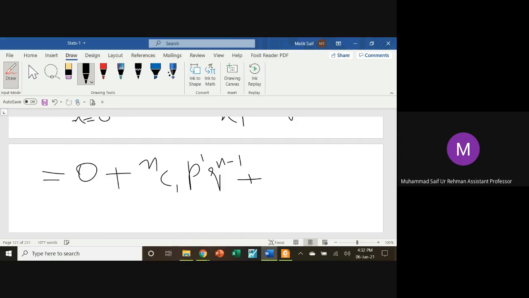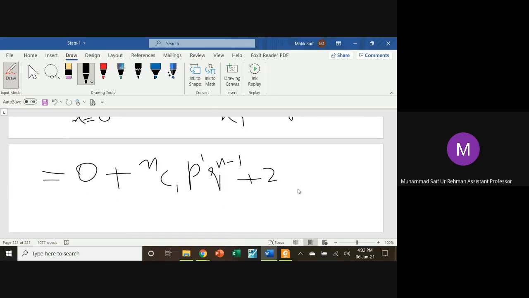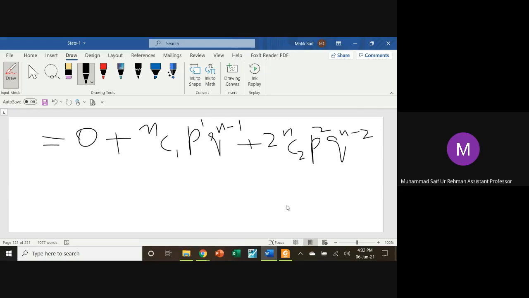The third term will be when you substitute x is equal to 2. So this will become 2. In fact, 1 is multiplying there, but I am not writing it because the term is multiplied by 1 and remains the same. But when you substitute 2, now 2 should be written because it will affect the term: 2 nC2 p power 2 q power n minus 2. Similarly, terms will be there up to n. N will be there, multiplied by nCn p power n and q power n minus n. This will be the situation.